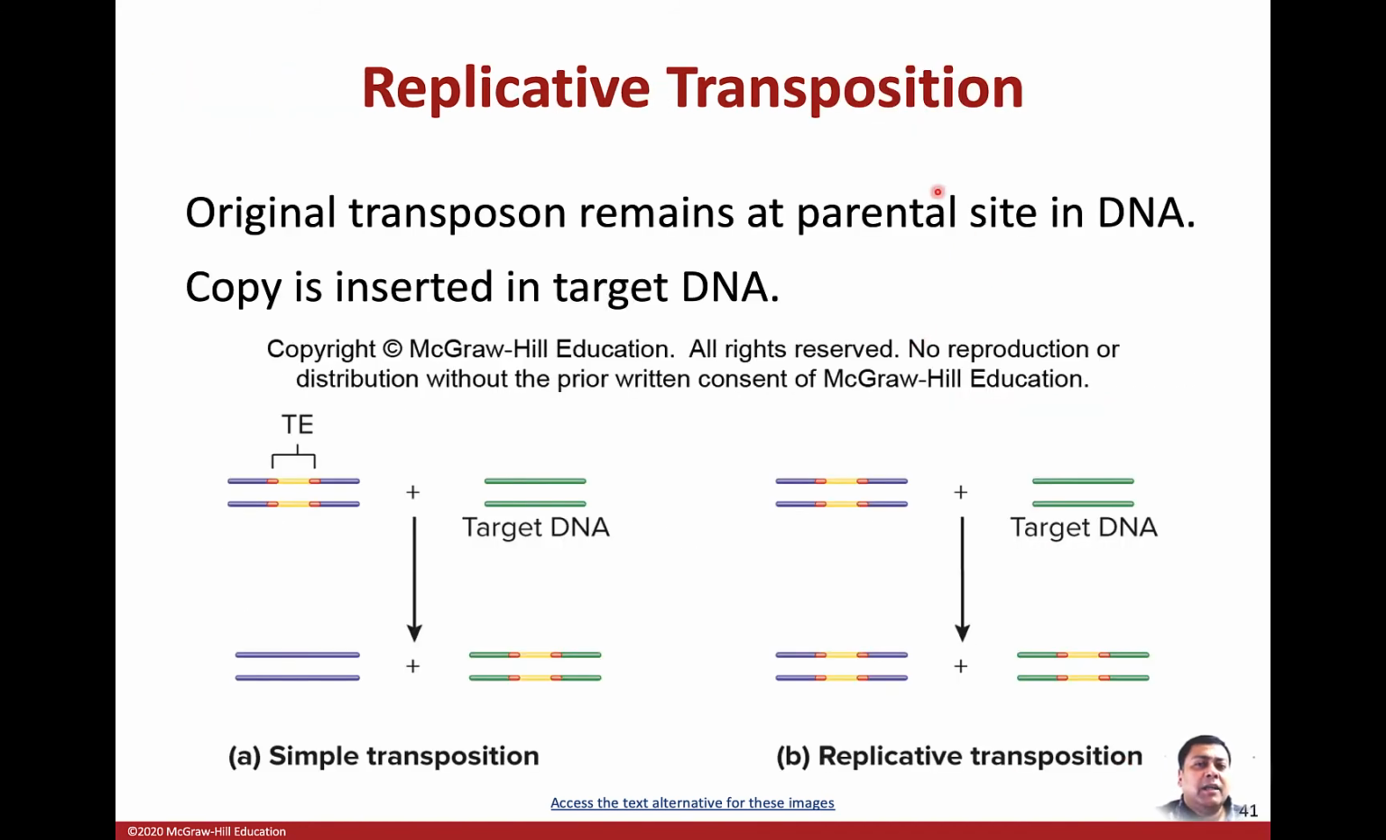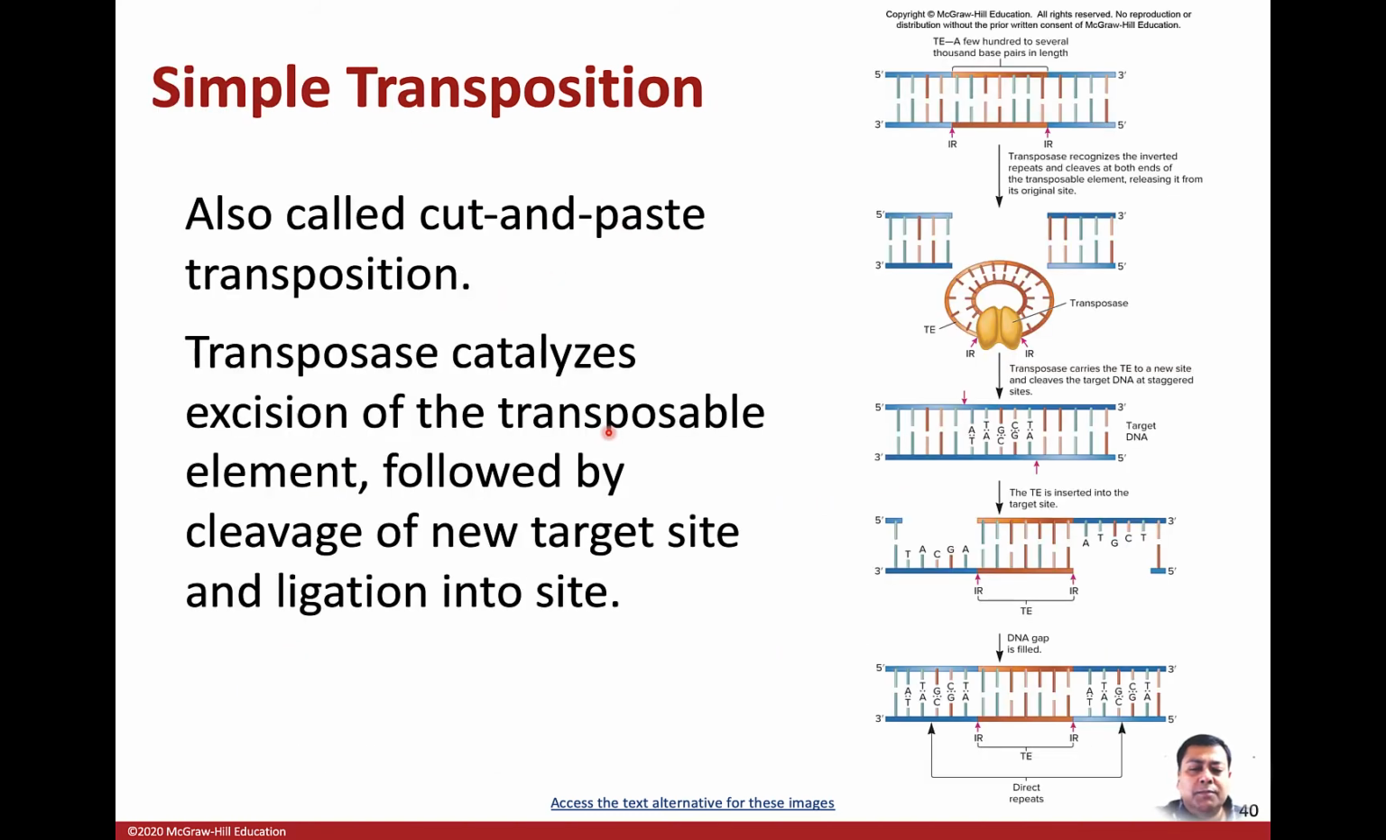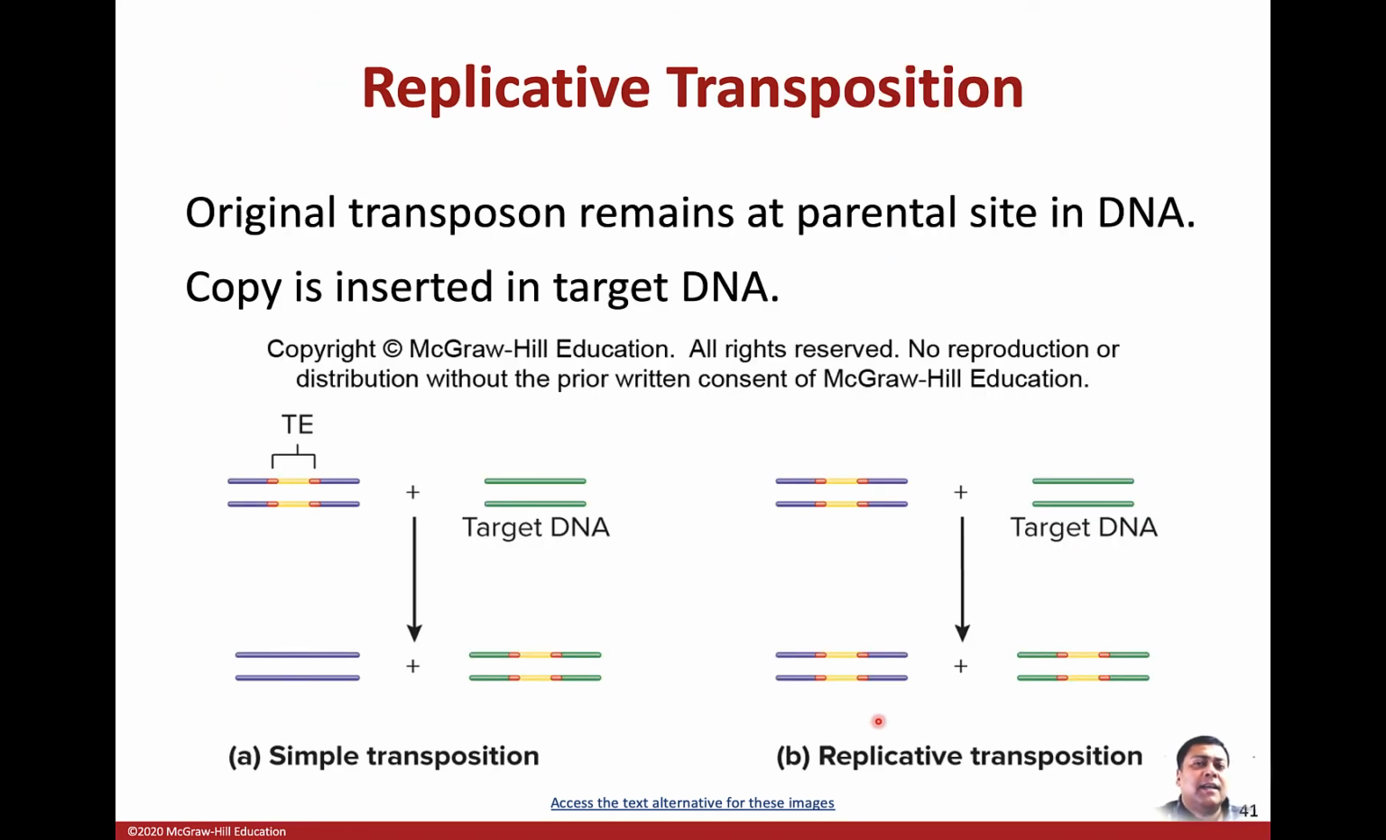So here is another process, the simple transposition. You have a cut, staggered end, and you just insert your transposable element in there, and that is done. This is just called cut and paste. On the other hand, this is a replicative transposition, and here the original transposon remains in the parental site of the DNA, and the copy is inserted in the target DNA.